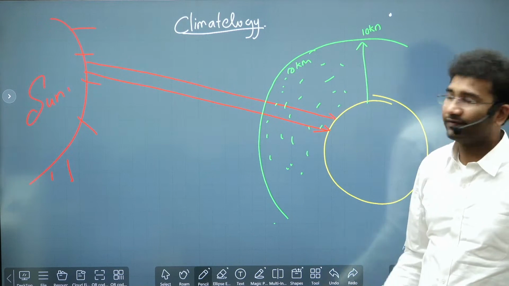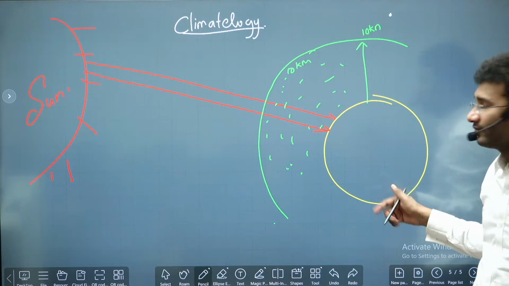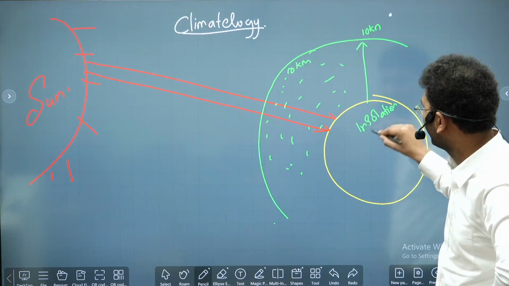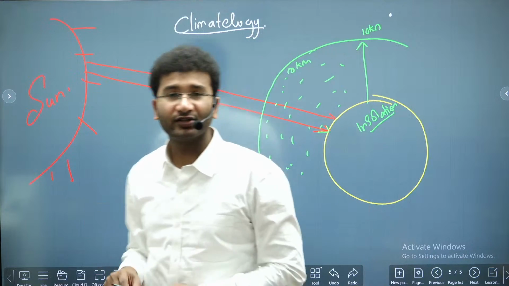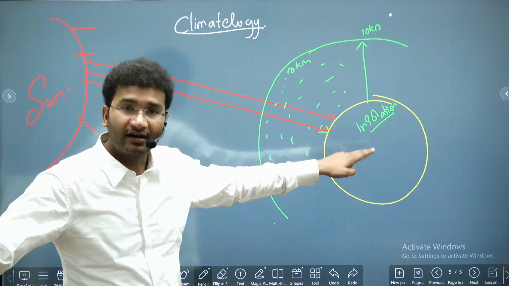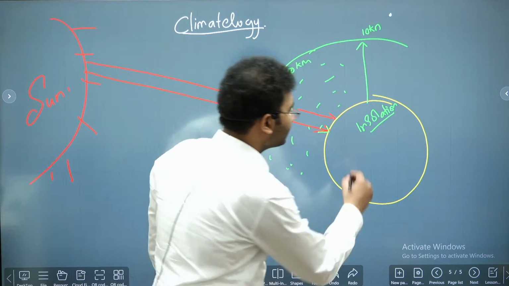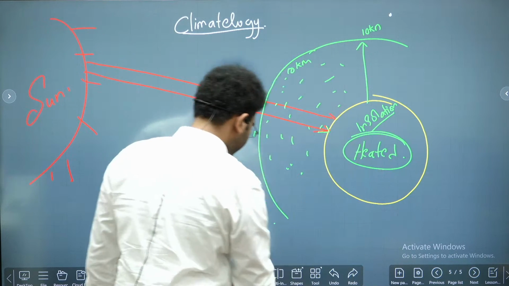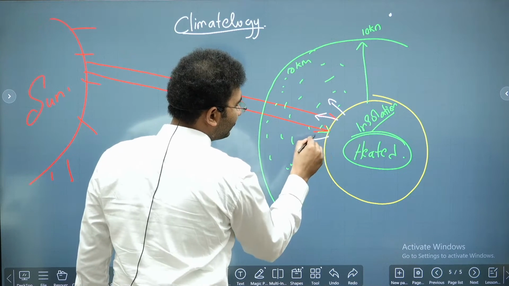First they come, they heat the earth in the name of insolation. When this incoming solar radiation, the solar rays, comes, it heats the earth first. Okay, earth will get heated. Once this is heated, this heat is being given to the air, the heat will start to radiate out.